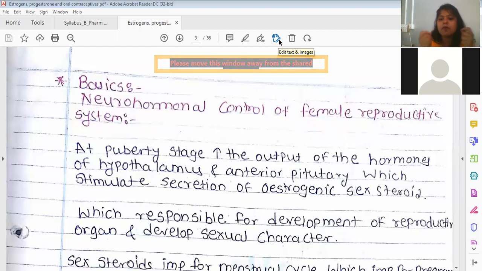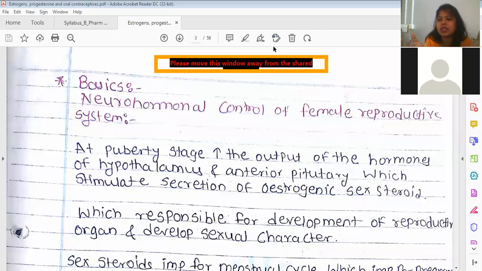Okay, why is it so? Because at that age we start to develop various specific characteristics in our body, and that will give a recognizable shape to our body. At that time we come to know that this body feature is made for the female and this body feature is made for the male.